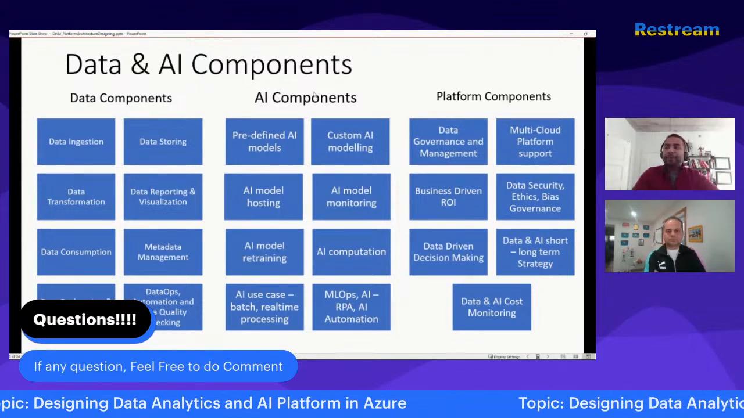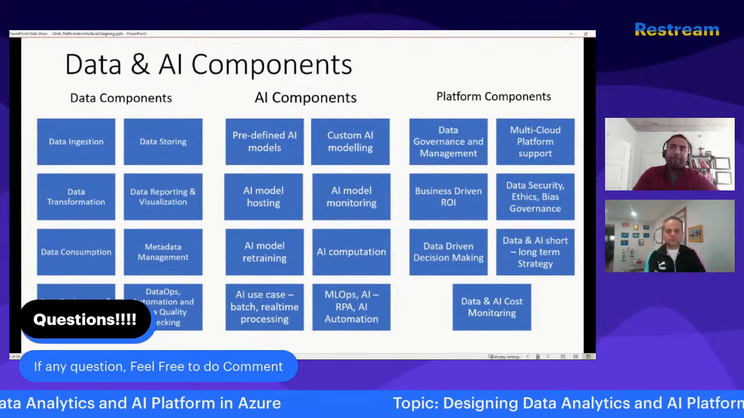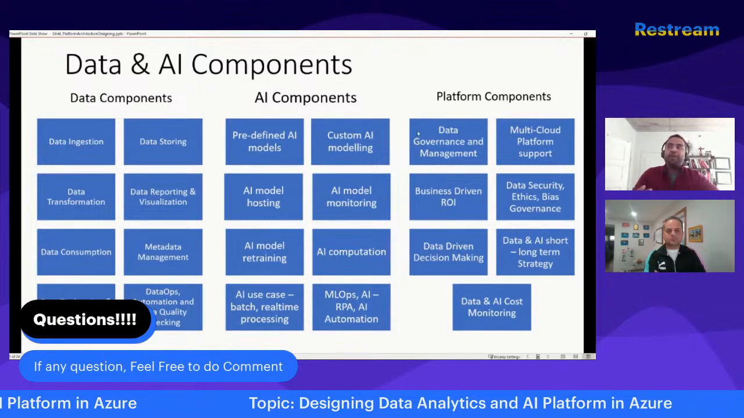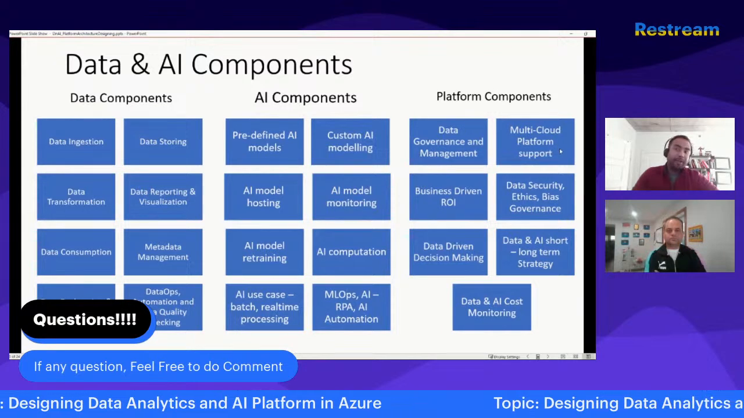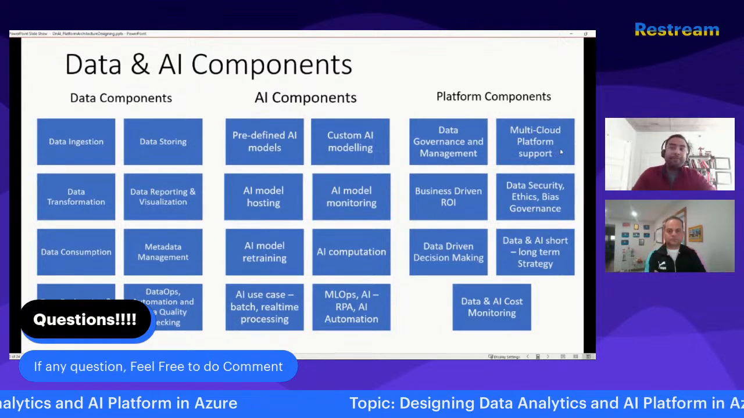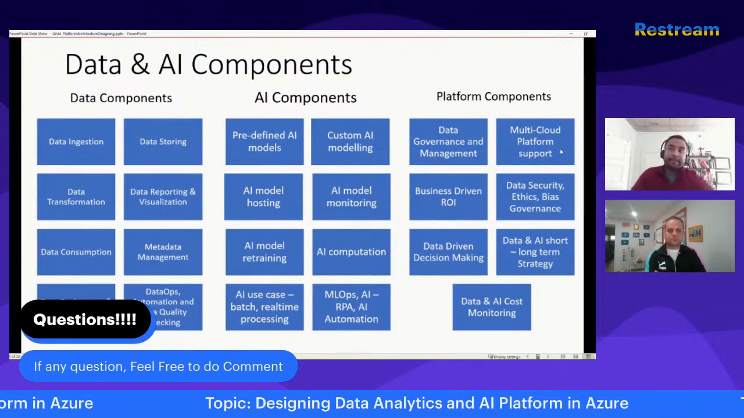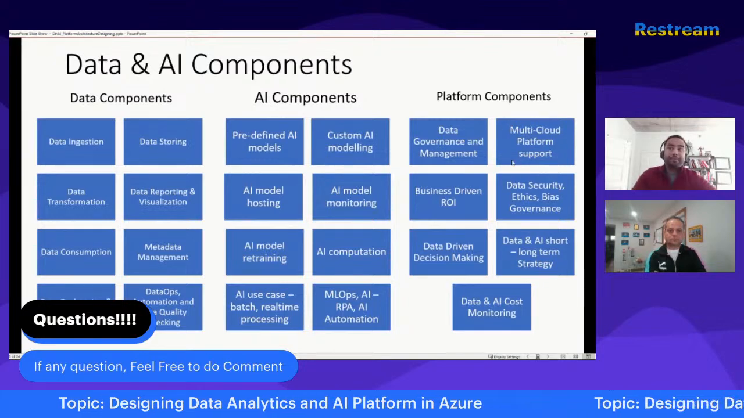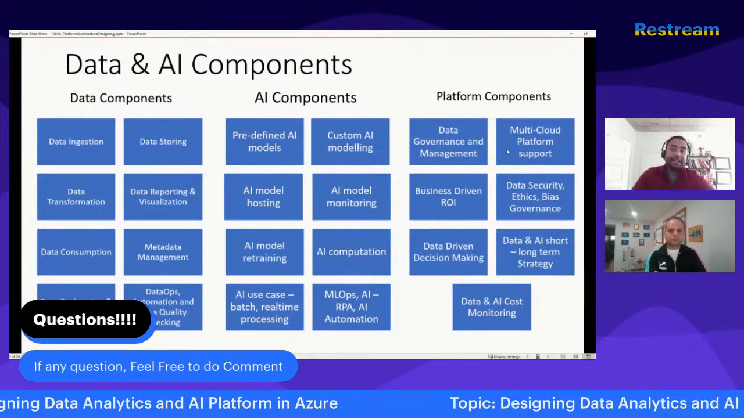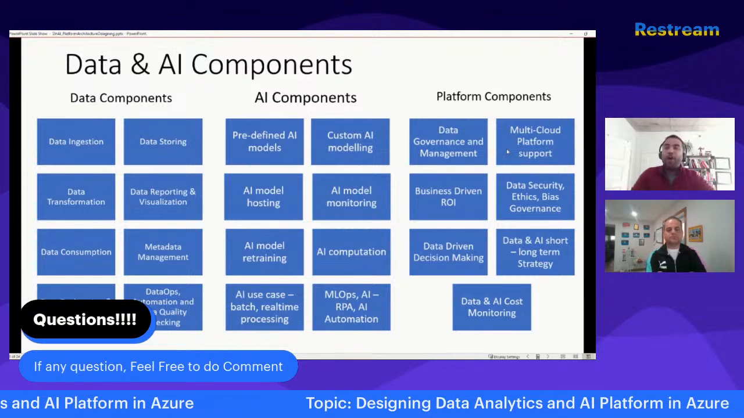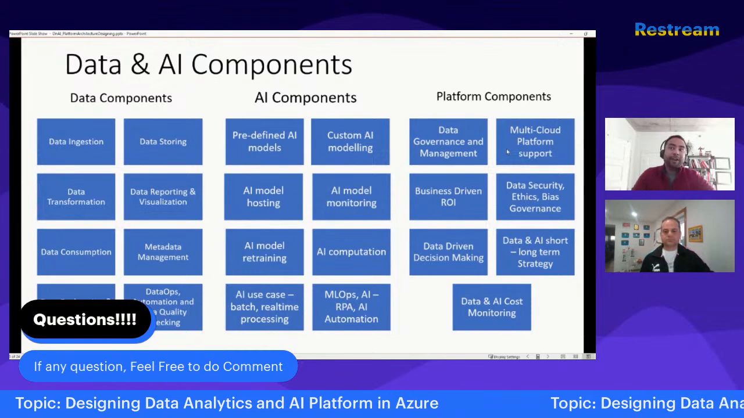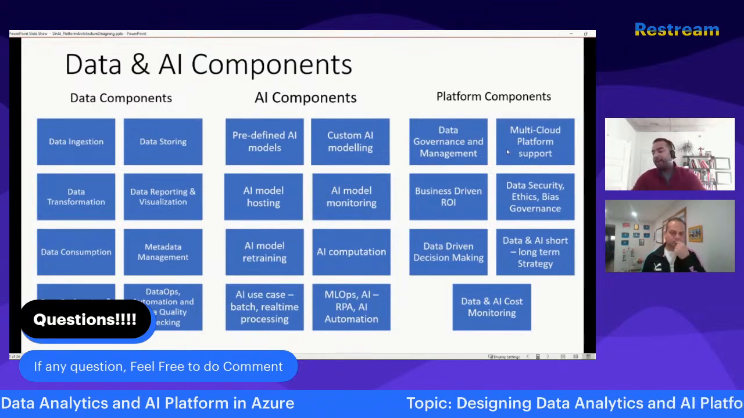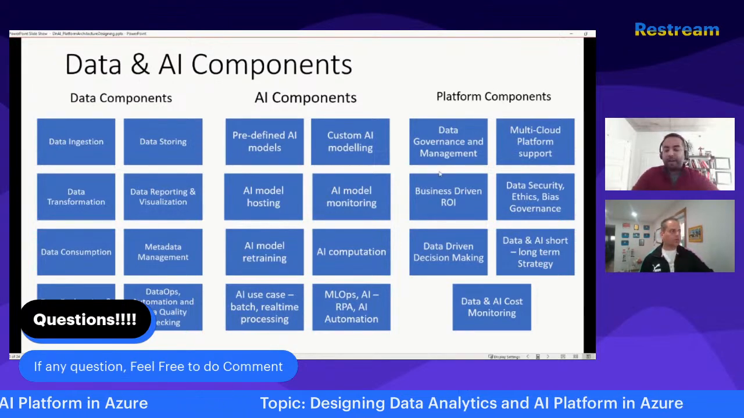So those are the data components, those are the AI components. Then you have platform components. You need to have data governance in your platform. You need to have multi-cloud support as well, because maybe your data is coming from AWS or Google or some other cloud systems. Can you support that? Or maybe your client has issues hosting their data in certain types of cloud environment. So you also need to have different options for that.